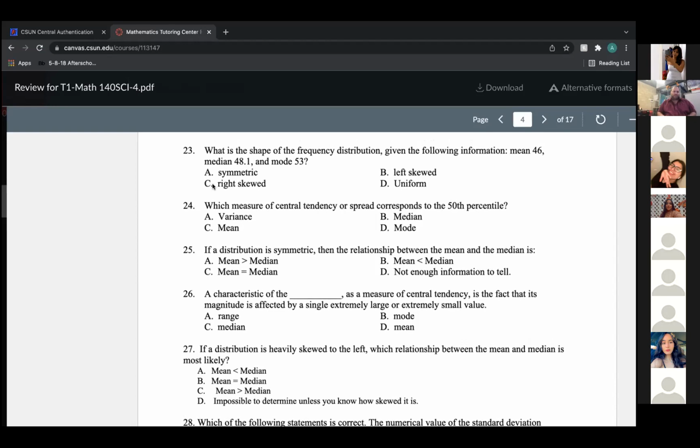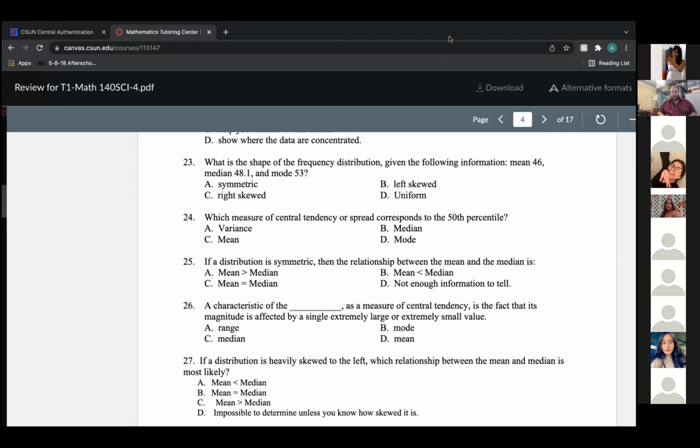24, which measure of central tendency or spread corresponds to the 50th percentile? The 50th percentile is, by definition, the median. It is another name for exactly the same thing. 25, if a distribution is symmetric, then the relationship between the mean and the median is that they are equal. If it's symmetric, it's like a mirror image across the center of the display, and therefore the mean and median are at the same location.